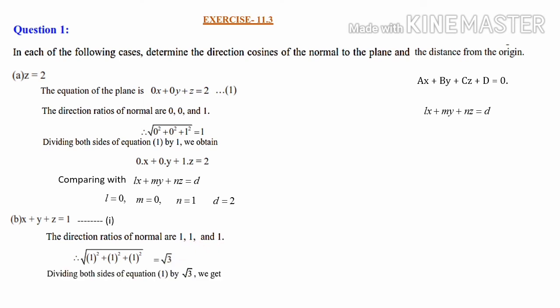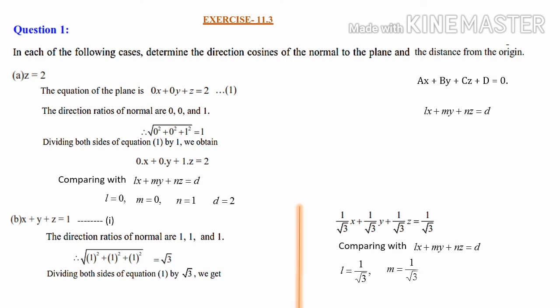Then we have to divide both sides of equation number 1 by root 3. This is equation number 1. We have divided with the root 3. Then we will get as 1 by root 3 into x plus 1 by root 3 into y plus 1 by root 3 into z is equal to 1 by root 3. Both sides we are dividing. Then as before we have to compare with Lx plus My plus Nz is equal to d. L is equal to 1 by root 3, M is equal to 1 by root 3, N is equal to 1 by root 3 and D is equal to 1 by root 3.